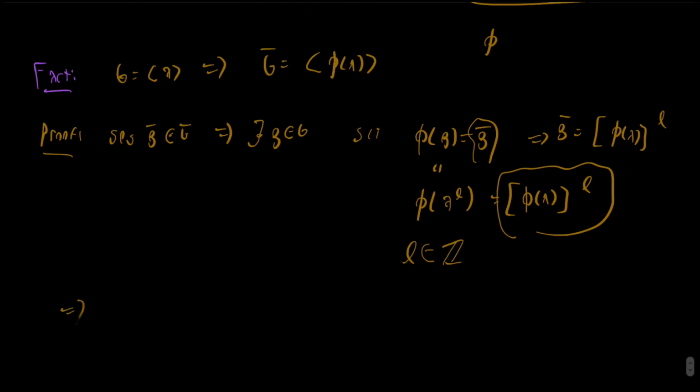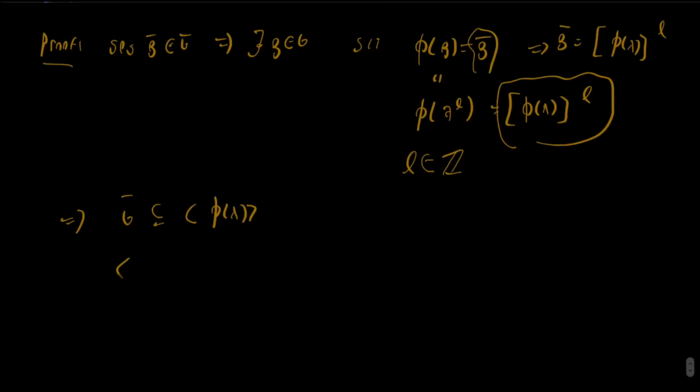So what we get is that G bar is a subset of this set here. But notice also that by closure, since phi of a is an element of G bar, this also is a subset of G bar. And so from this it follows that G bar is precisely a cyclic subgroup, and it's generated by phi of a. And so this proves this fact.